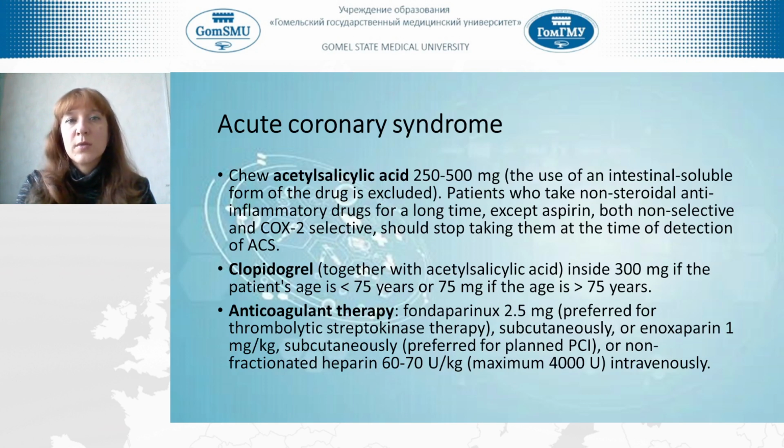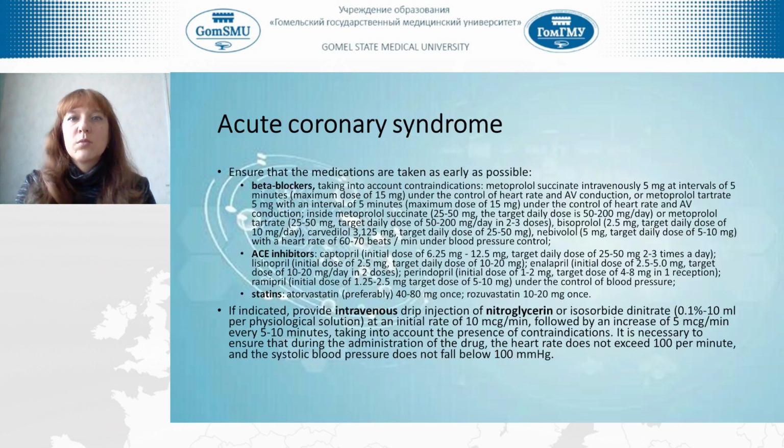Patients who take non-steroidal anti-inflammatory drugs for a long time, both non-selective and COX-2 selective, should stop taking them at the time of detection of acute coronary syndrome. Clopidogrel, together with salicylic acid, is included: 300 mg if the patient's age is less than 75, or 75 mg if the patient is more than 75 years. Anticoagulant therapy: fondaparinux subcutaneously, or enoxaparin subcutaneously, or heparin intravenously. Beta blockers. Take into account contraindications.